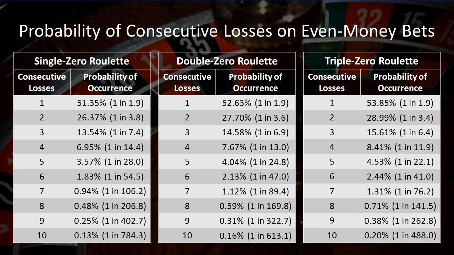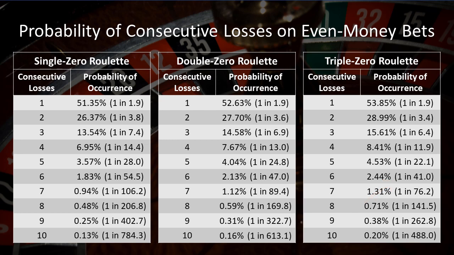For example, the chances of suffering 6 consecutive losses on a single zero roulette wheel are about 1.83%, or about 1 out of 54.5. For a double zero wheel, the chances of suffering 6 consecutive losses increase to 1 out of 47, while on a triple zero wheel, there's a 1 in 41 chance of suffering 6 consecutive losses.